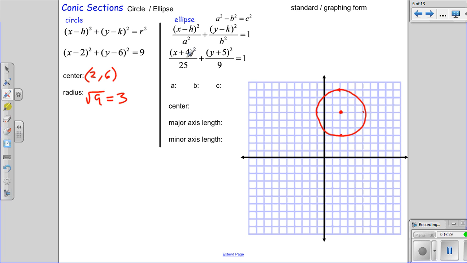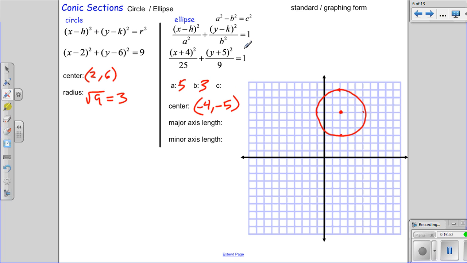So here we have the same starting point where we look at the inside of parentheses. So in this case, it's going to be -4, -5. Okay, so we take the opposite signs. And then what we do is for our A and B. So A is the major, the bigger one. So the square root of 25 is 5. And then this one, the square root of 9, is 3.